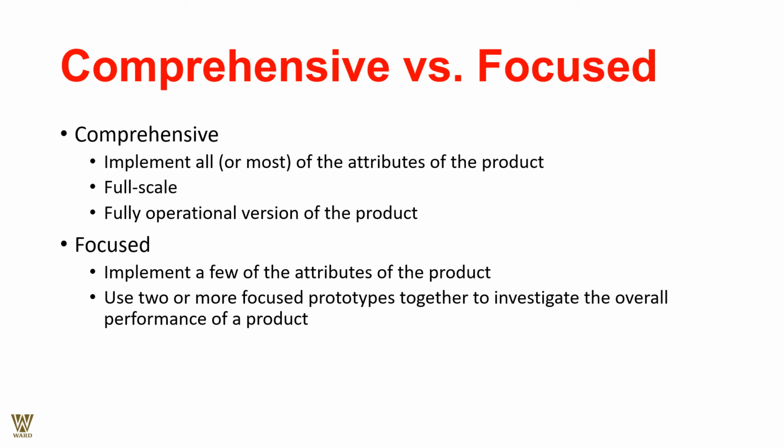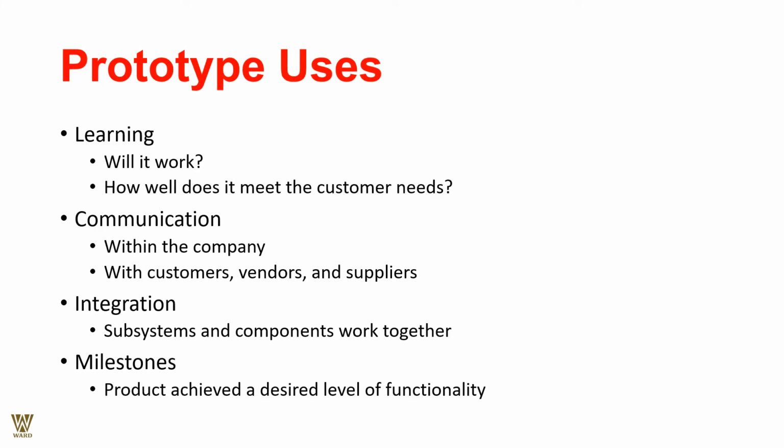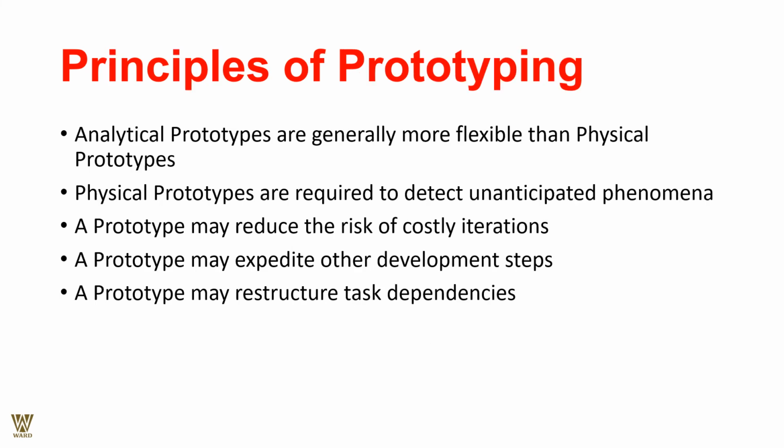Now let us understand comprehensive vis-a-vis focused. Comprehensive is implementing all, in fact every, attribute of the product. It is a full-scale method, a fully operational version of the product. Focused, on the other hand, implements a few attributes of the product; use two or more focused prototypes together to investigate the overall performance of the product. Thereby prototype uses are learning, will it work, how well does it meet the customer needs, communication within the company, with customers, vendors and suppliers, subsystems and components working together, and milestones, where the product achieves a desired level of functionality, as the case might be.